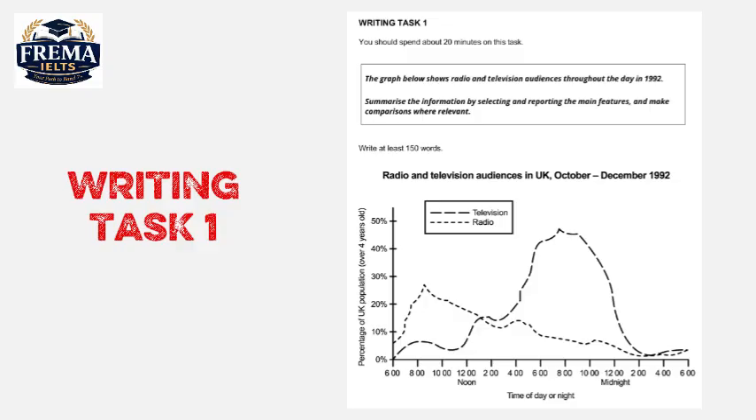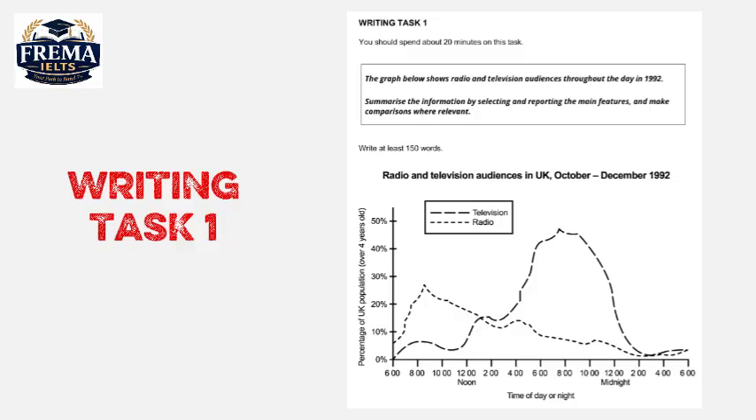Before writing your answer, the first thing you should do is understand what the graph is showing. In this case, it compares two types of media, radio and television, and it shows how the number of people listening or watching changes at different times of the day.